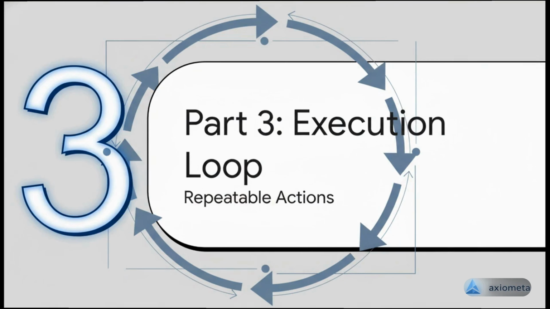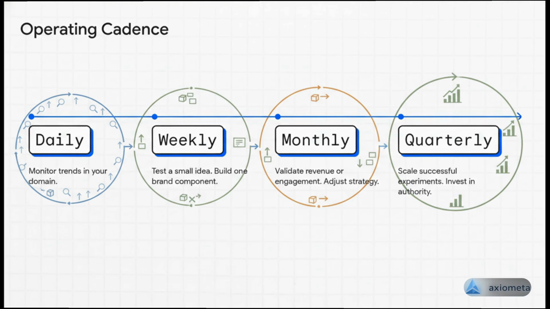Okay, now we need to look at the system's temporal dimension, how it functions over time. This execution loop describes the operational rhythm of repeatable actions that drive the whole thing forward. So, the system operates on what you can think of as nested temporal loops. Daily actions are for high-frequency scanning of the environment. Weekly actions are for small experiments in building. The monthly loop is for validating results and correcting course based on data. And the quarterly loop is for scaling the things that have been proven to work.